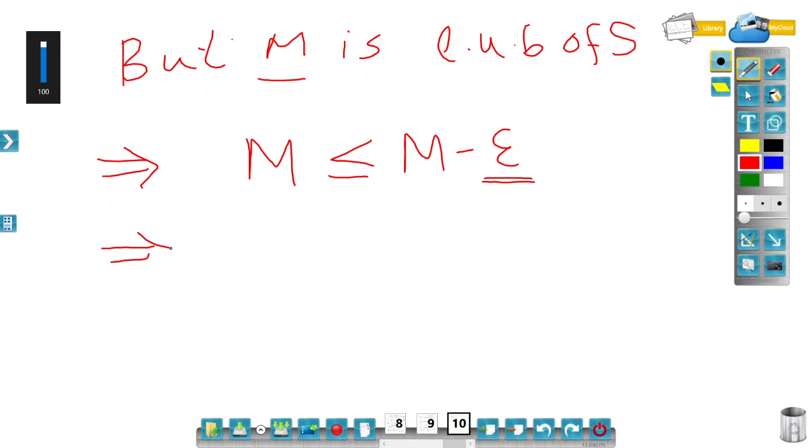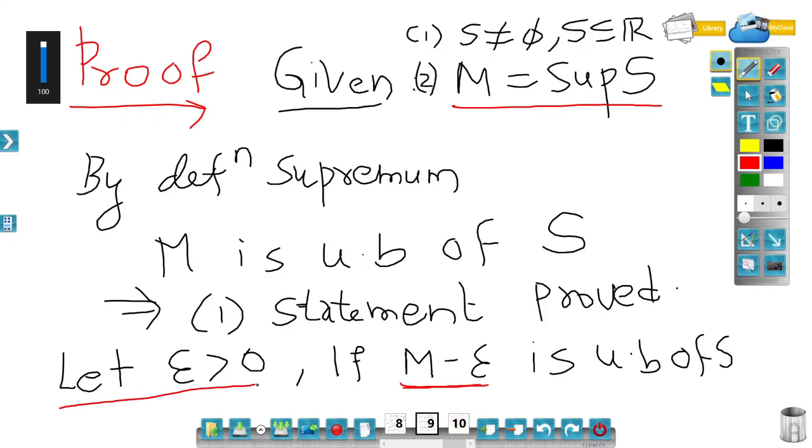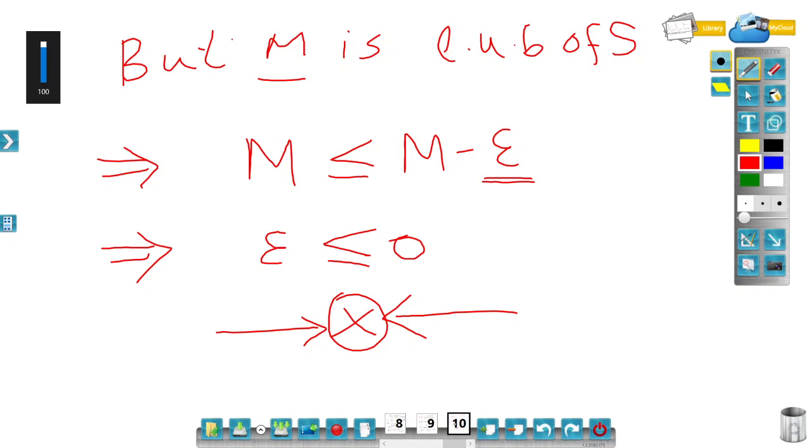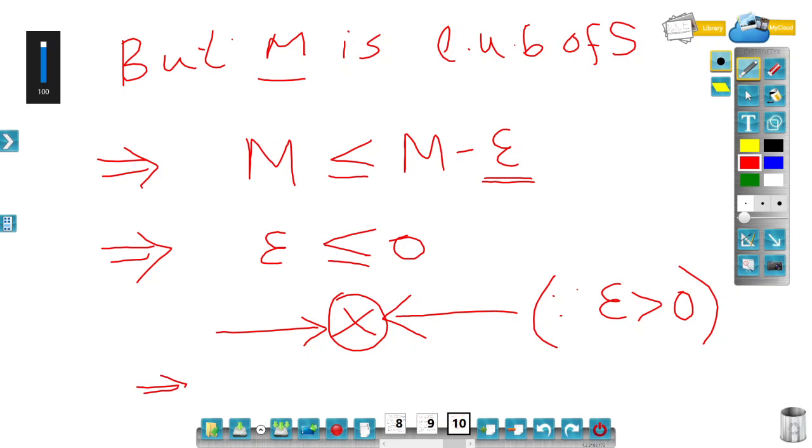So this would imply epsilon must be less than or equal to 0. But it is a contradiction, because epsilon cannot be less than or equal to 0; at the start we assumed epsilon is greater than 0. So why did we get this contradiction? Because we assumed that M minus epsilon is an upper bound of S. So this would imply M minus epsilon is not an upper bound of S.